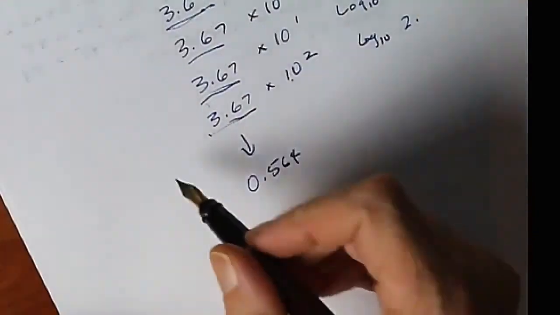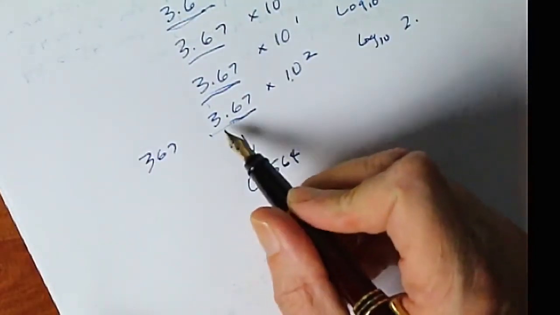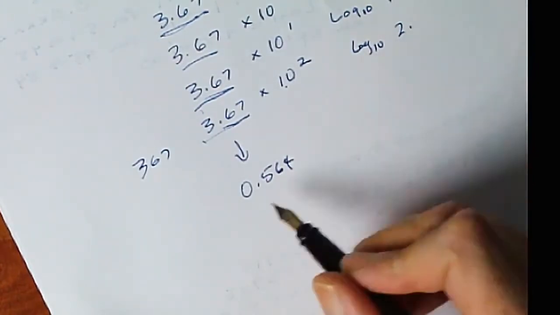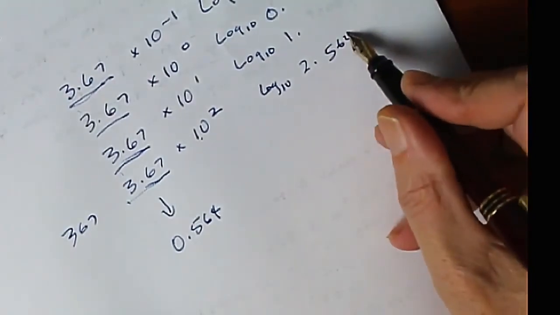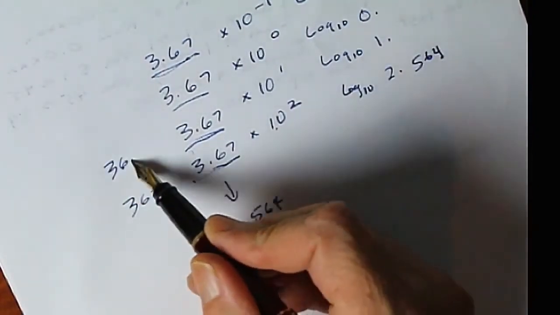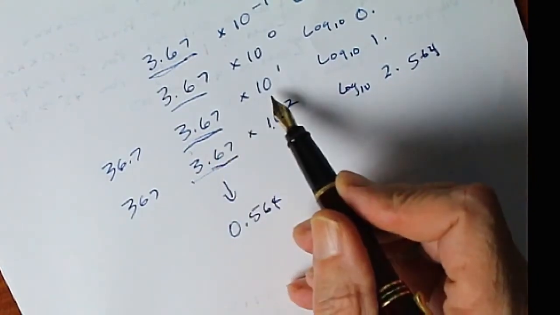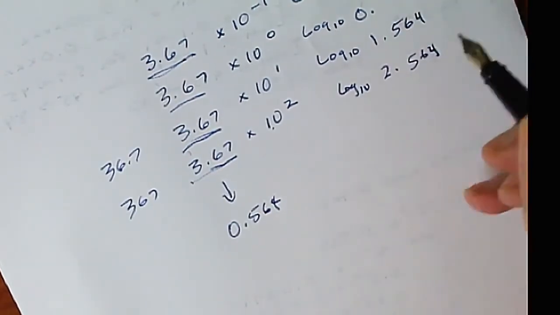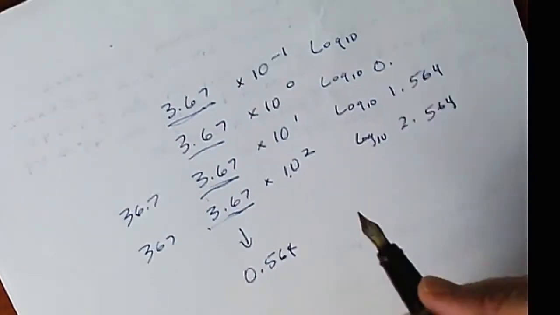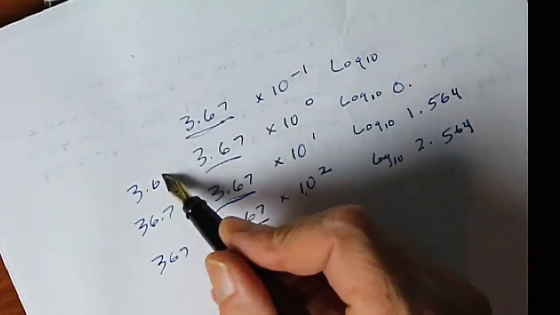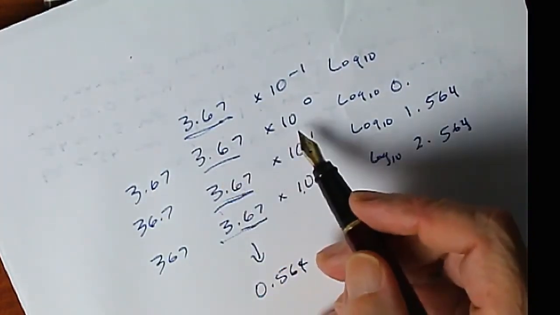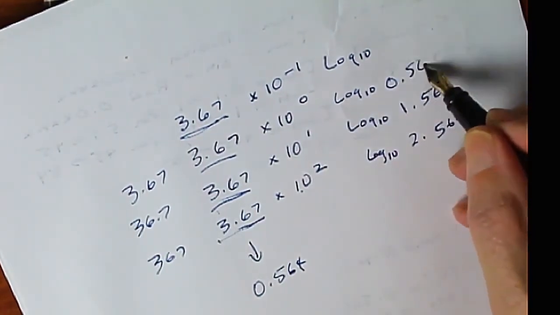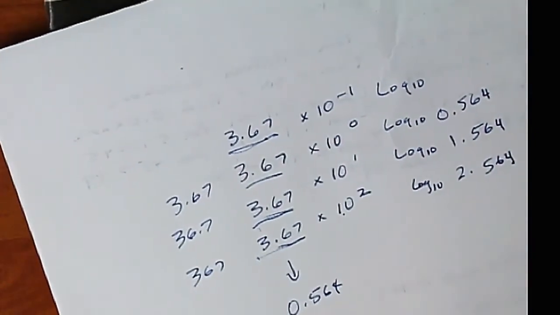Now, 3.67 is going to give us 0.564. Now, the first number that we did was 367. That's 3.67 times 10 to the 2. So our log is going to be 2.564. Then we've got 36.7. That's 3.67 times 10 to the 1. So the log 10 will be 1.564, because remember, the 564 comes from the 3.67. Now this is 3.67. That's 3.67 times 10 to the 0. So the log will be 0.564.